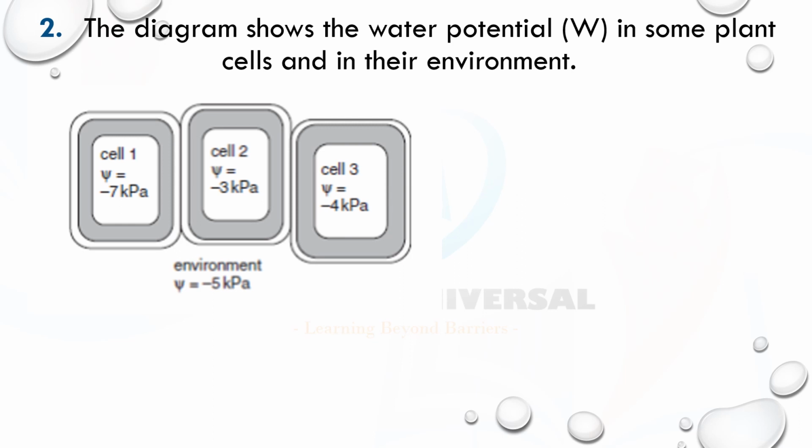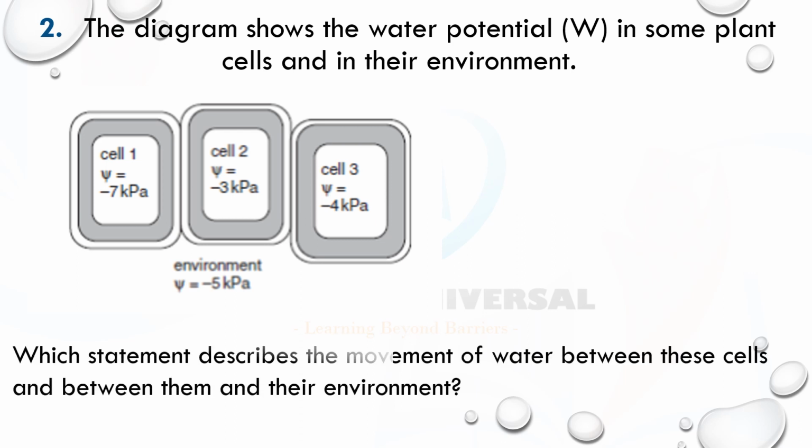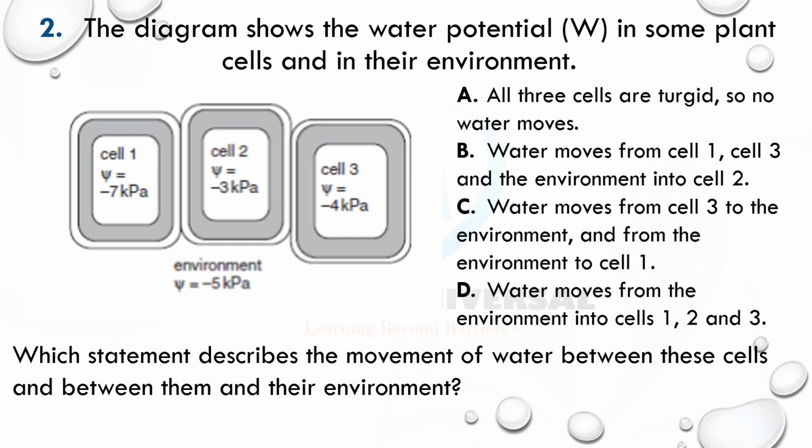The diagram shows the water potential in some parts of plant cells and environment. Which statement describes the movement of water between the cells and between them and the environment? So look at this. Remember that water moves from less negative to more negative. So look at how water moves.